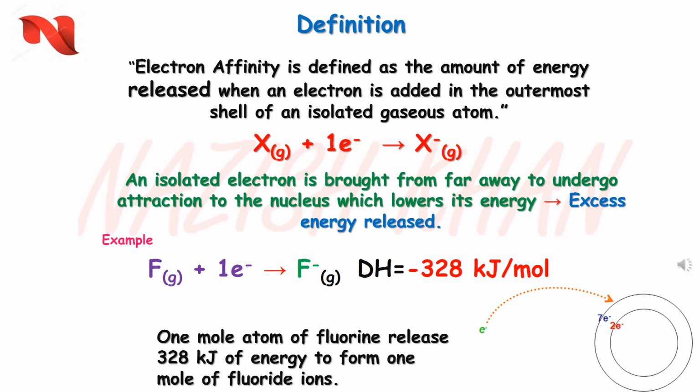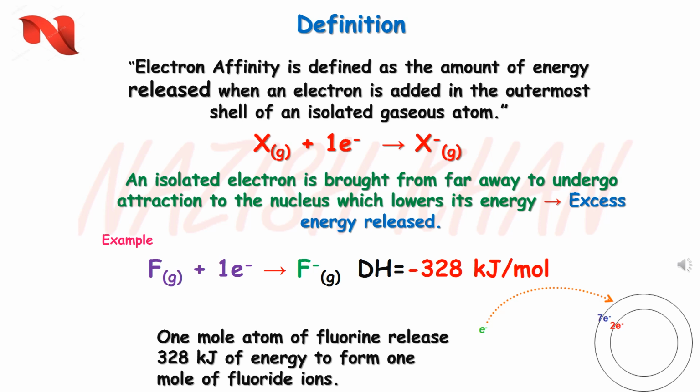The word electron affinity refers to the overall process of adding electrons. Electron affinity is defined as the energy released when an electron is added to a neutral atom in the gas state to form a negative ion, and we usually express electron affinities in kilojoules per mole of atoms.